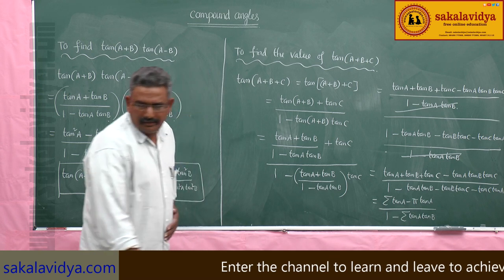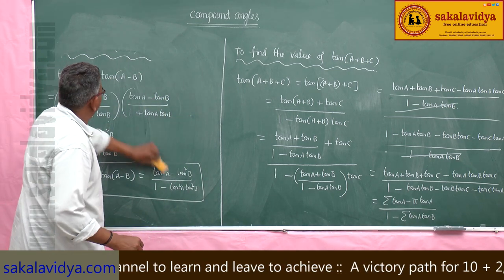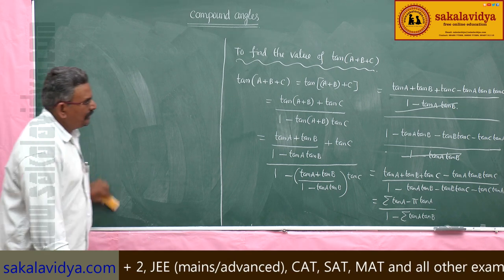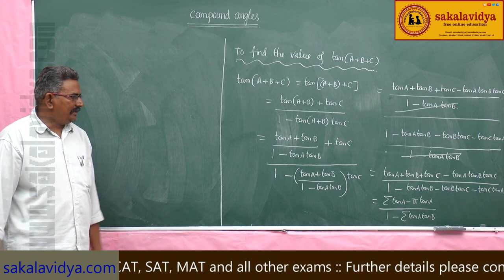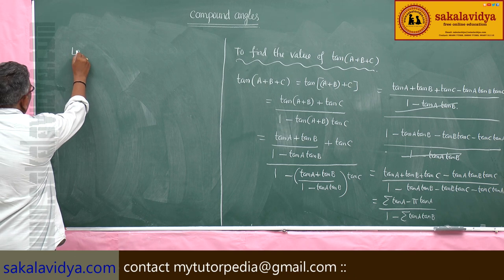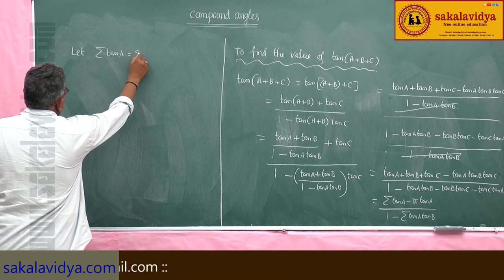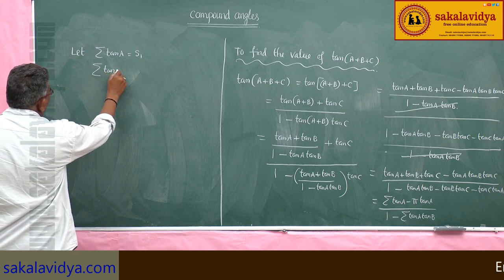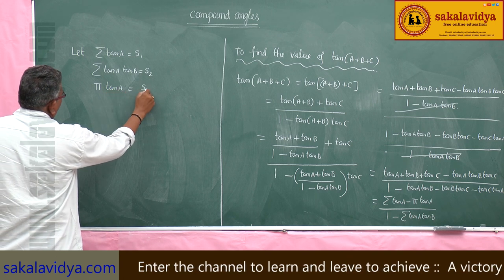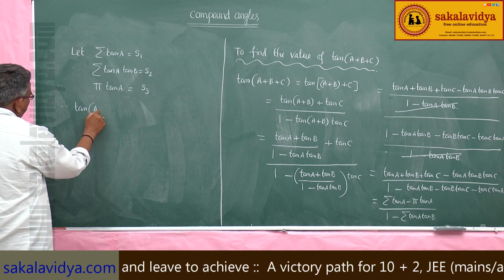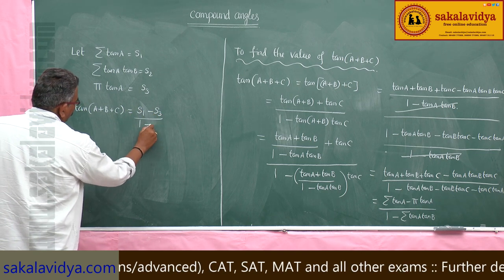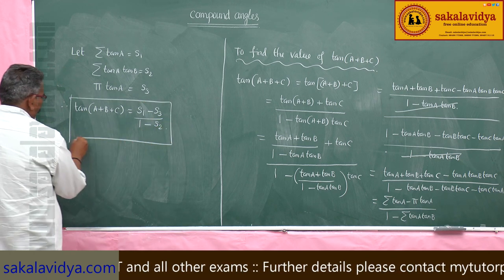And once again, this can be remembered in simple manner. So, providing sum of the tangents of A, B, C as S1, product of the tangents is equal to S3, and products of the tans taken 2 at a time is S2. So, let us say sigma tan A is equal to S1, sigma tan A tan B is S2, pi tan A is equal to S3. So, therefore, tan of A plus B plus C can be remembered as S1 minus S3 by 1 minus S2. This will be useful for competitive entrance examinations.